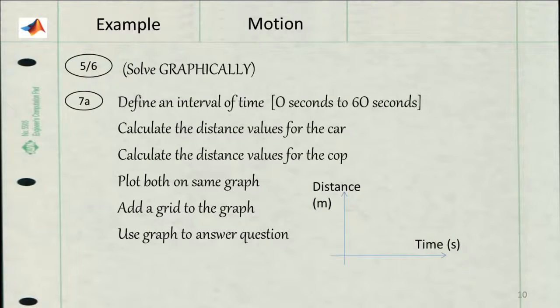Steps 5 and 6 are not required. We are to solve graphically. But 7a can still be done. Since we're going to code, let's start to do an outline of our problem. Let's not jump ahead of ourselves without even figuring out what we have to do. We're looking for a time, so let's imagine that it's between 0 seconds and 60 seconds. The other reason to define a time is that our equations are always based on time, so we're going to need it to plug in. Once we've defined our interval of time, we're going to calculate the distance for both cars and plot them on the same graph.